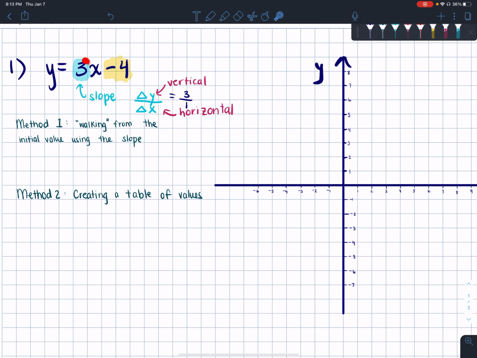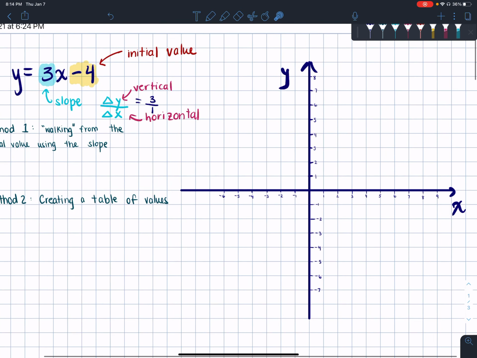And since this 3 is our slope, that means that negative 4 is our initial value. So this right here is the initial value. This method is nice and simple. When I say walking from the initial value, you'll see what I mean in just a second, but we're basically starting from the initial value. So this negative 4, we need to start off by plotting that on the graph.